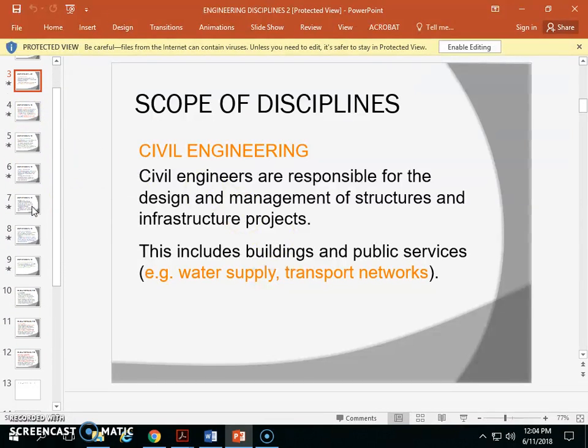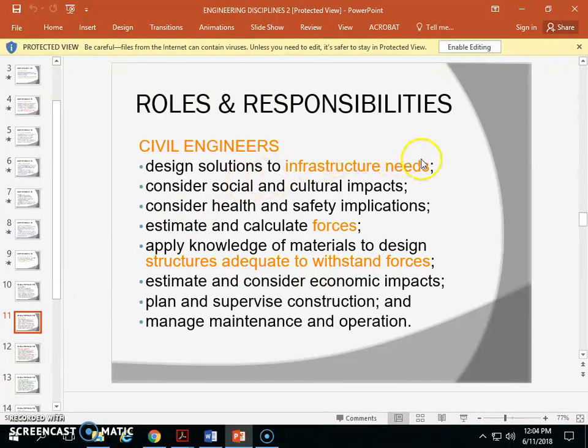When we look at civil engineers' roles and responsibilities, civil engineers need to design solutions for infrastructure needs. Everyone has to design solutions. All engineers find solutions to infrastructure needs. Everyone has to worry about social and cultural impacts, health and safety. All engineers have to do some calculations. They calculate forces. They apply knowledge of materials to design structures adequate to withstand those forces.